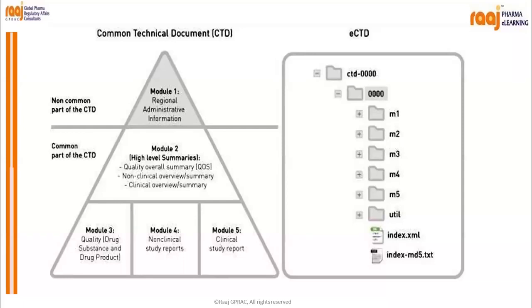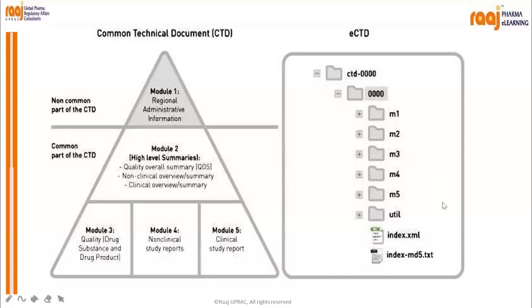and for which you need to compile all the CMC data into eCTD or CTD format. Then module 4 talks about the non-clinical part, in which whatever studies you must have conducted on animals, all those data has to be compiled. Pharmacological and toxicological reports all have to be attached in this non-clinical section, that is module 4. And module 5 talks about the clinical study reports.